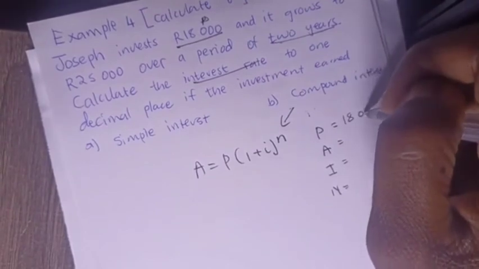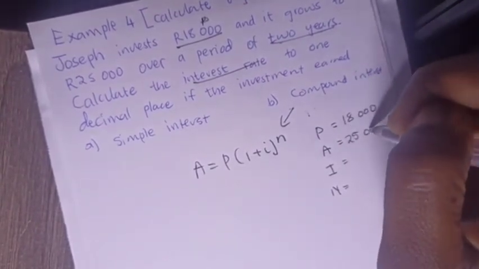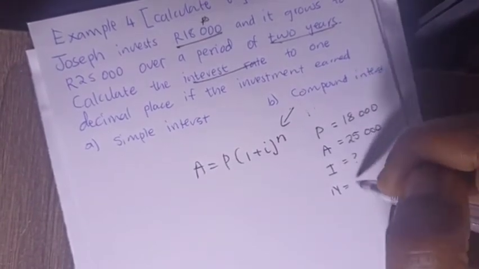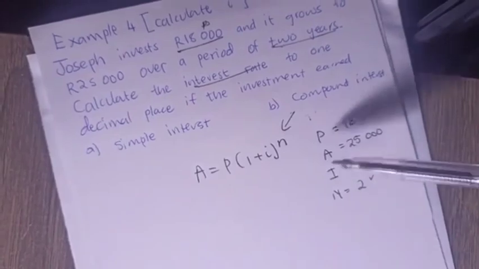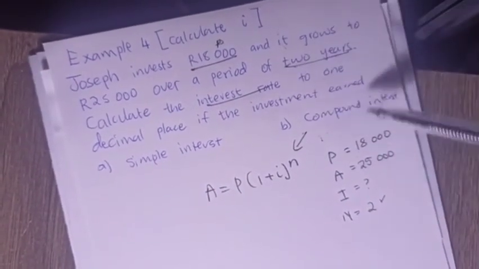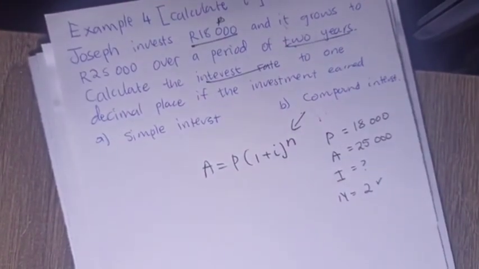So 18,000 right there. Accumulated value is what? 25,000. We're looking for this one. They gave us n is 2 according to the statement. So you need to read your sentence and identify what is given and what you're supposed to calculate.